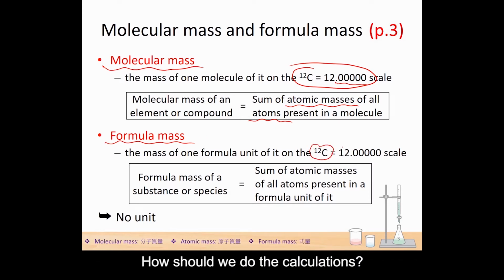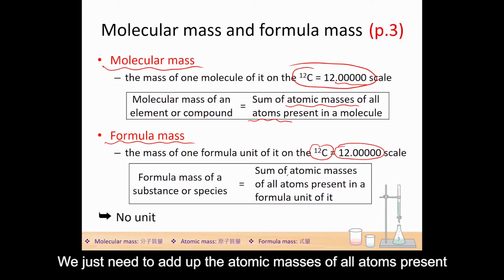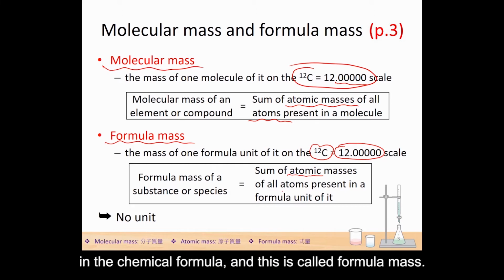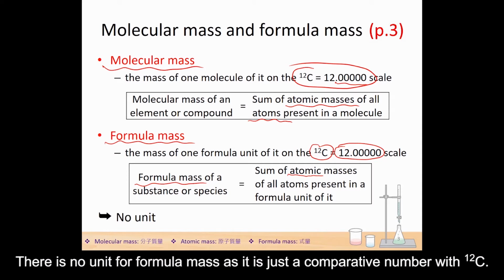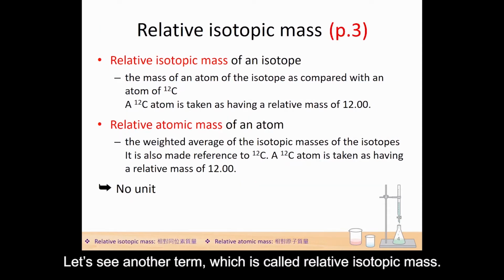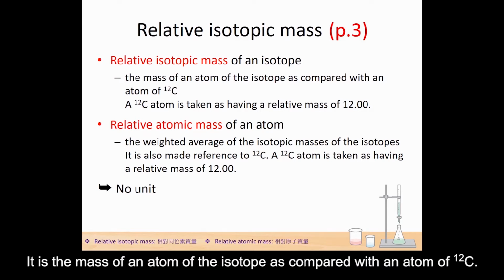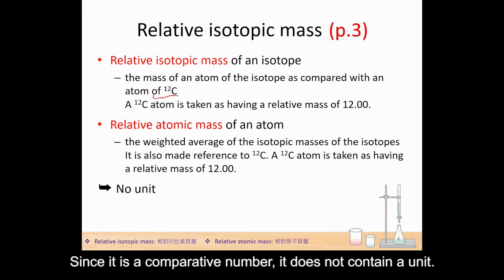How should we do the calculations? It's quite simple. We just need to add up the atomic masses of all atoms present in the chemical formula, and this is called formula mass. There is no unit for formula mass, as it is just a comparative number with carbon-12. Let's see another term, which is called relative isotopic mass. It is the mass of an atom of the isotope as compared with an atom of carbon-12. Since it is a comparative number, it does not contain a unit.